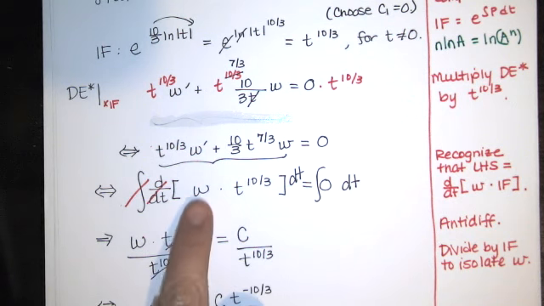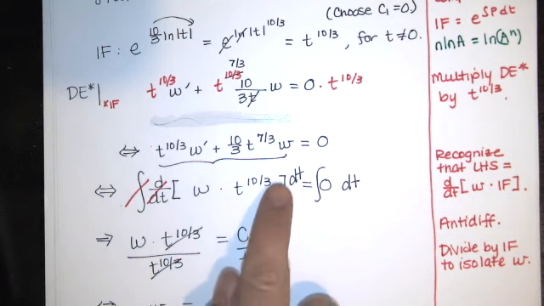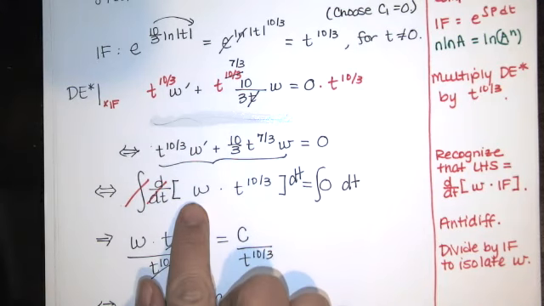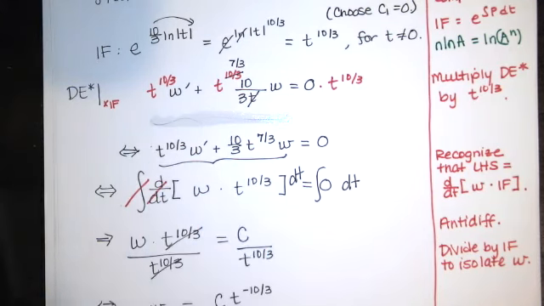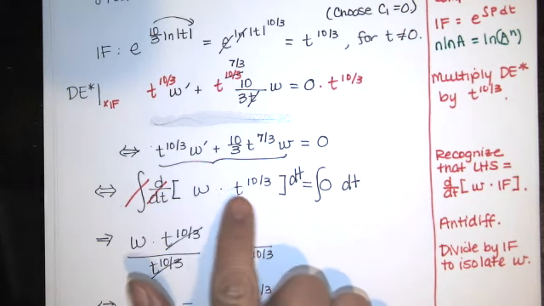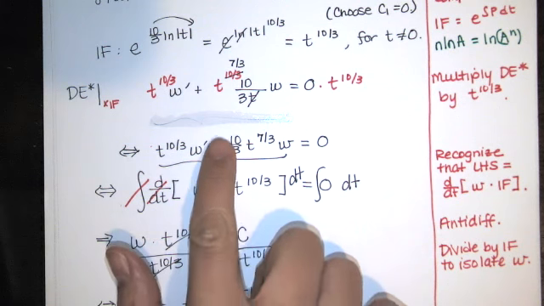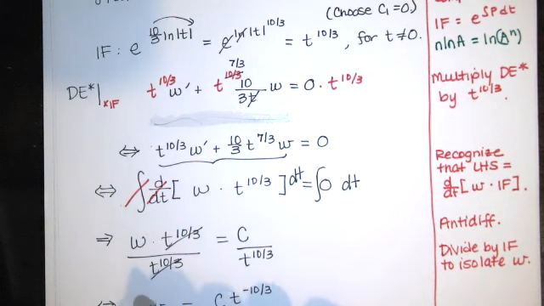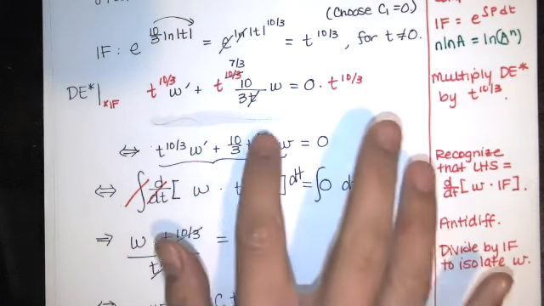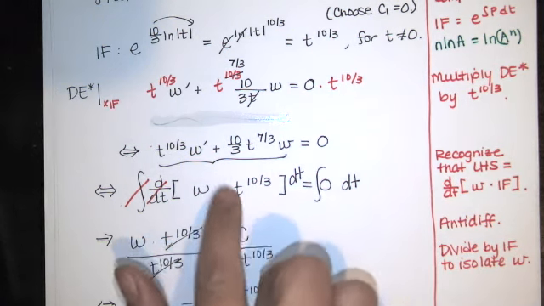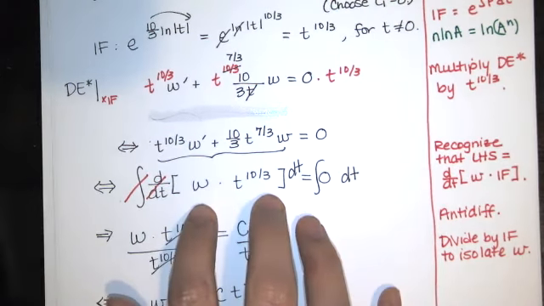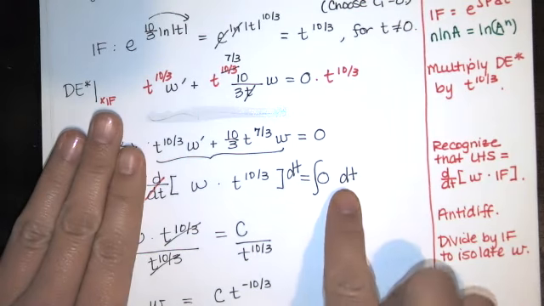Let's check. I've got a product. This is a function of t times a function of t. According to the product rule, I should get the derivative of the first times the second. That's right there. That's good. Plus the derivative of the second times the first. And the derivative of the second is 10 over 3 times t to the 1 less power. 10 over 3 minus 3 over 3 is 7 over 3. So that's the derivative of the second, and then we multiply by the first. And so that's what we have there. So we've got the derivative of this equals 0.